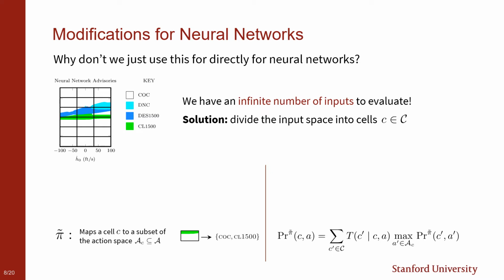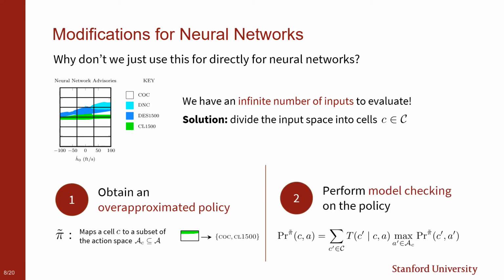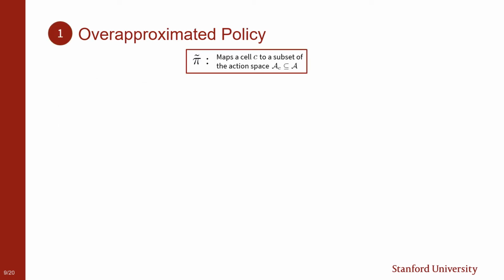So in order to summarize, we basically have two steps. The first step is to obtain an over-approximated policy, pi tilde, and then the second step is to use that over-approximated policy to perform model checking, and that is what will give us our over-approximated probability of collision. I will first talk about how to obtain the over-approximated policy. Again, we want to map cells in the space of possible cells to subsets of the action space.